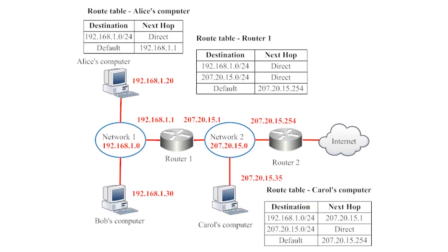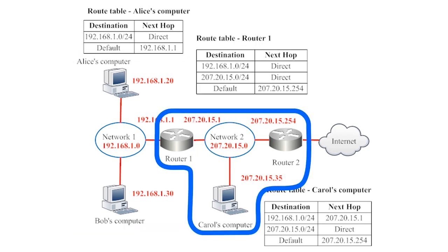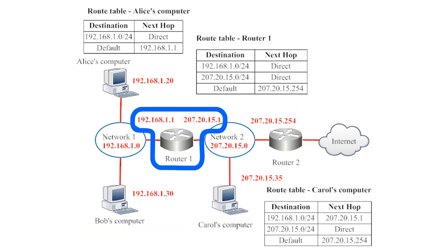This next illustration helps us to see how information is routed. In this illustration, we have two networks, Network 1 and Network 2. You might notice that Router 1 is connected to both networks, and so it has two different IP addresses. When you're looking at Router 1 as a member of Network 1, then its IP address is 192.168.1.1. But when you're looking at Router 1 as a member of Network 2, then its IP address is 207.20.15.1.